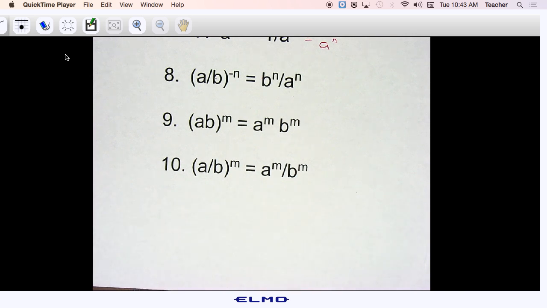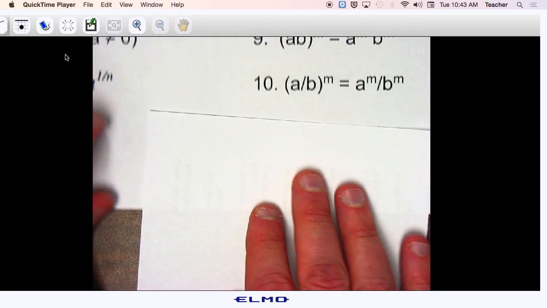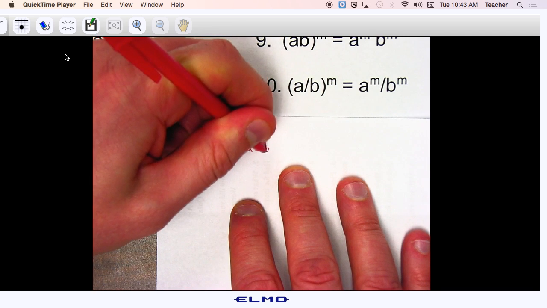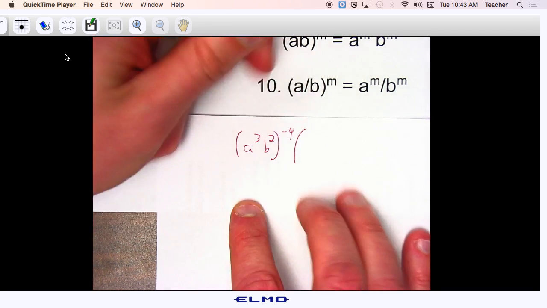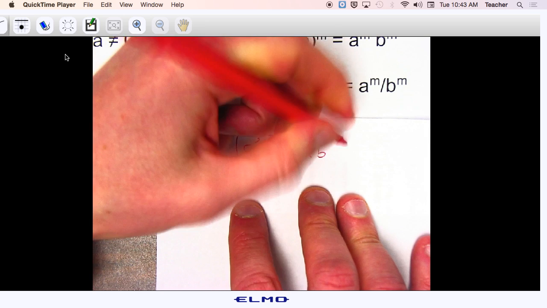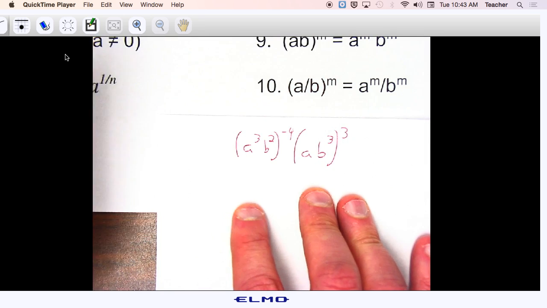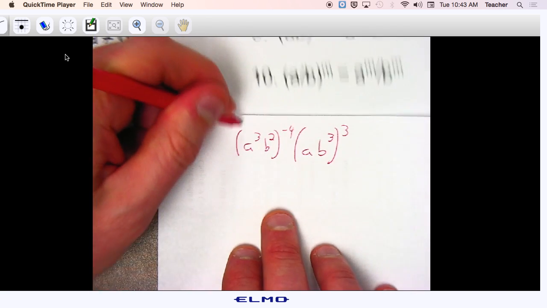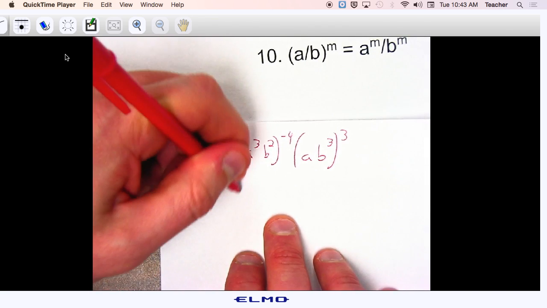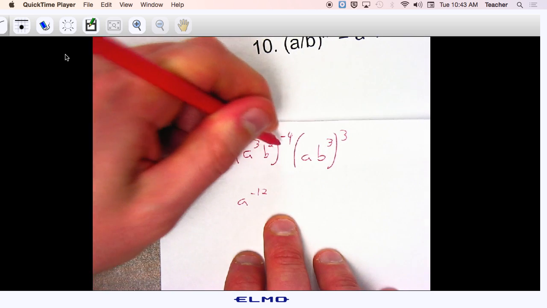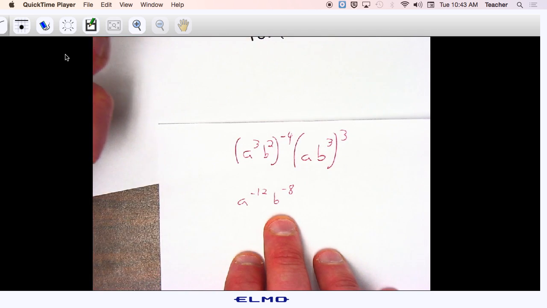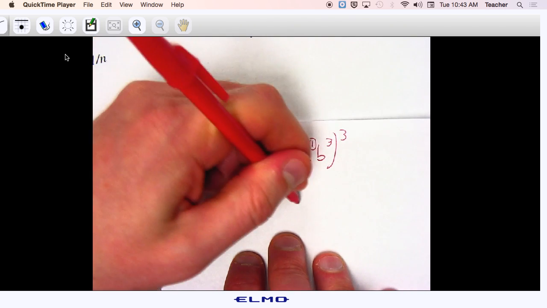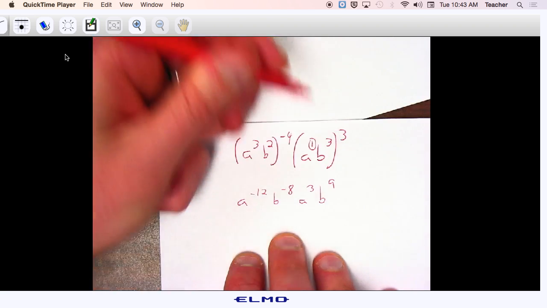I'm just going to show you one sort of example that you can expect to see. So if we have a to the third, b to the second, all to the negative fourth, and then a, b cubed, all to the third, first thing we would do is sort of do the power to the power. And so a to the third to the negative fourth would be a to the negative 12th. Then I get b to the negative 8th. And then here, this of course is like a to the first. And so I'm going to get a to the third and b to the 9th.